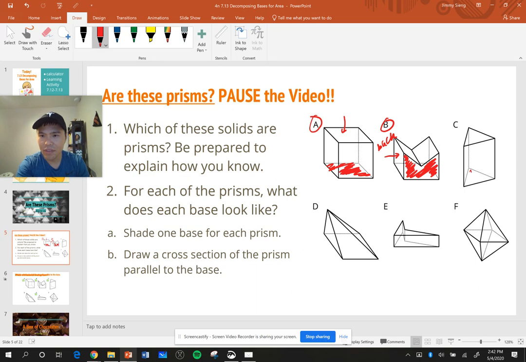Looking at C, this should be a little bit easier, where you have the base in the bottom, and then up here you have the top side right there, similar to that base, right? So that's for sure. Let's look at D.